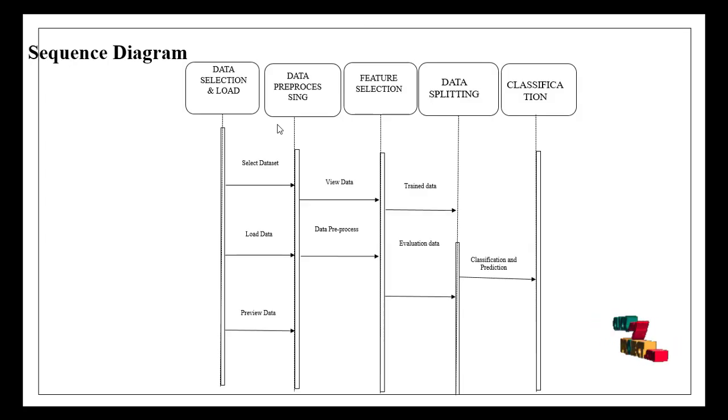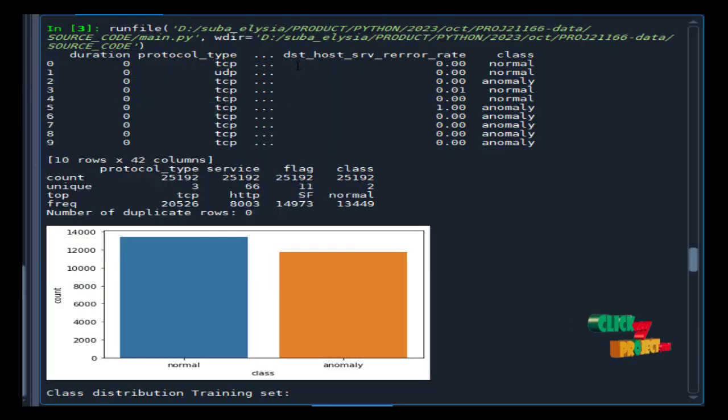This is the sequence diagram. Data selection and loading, data pre-processing, feature selection and data splitting, and classification. We are executing our code. This is our console output.